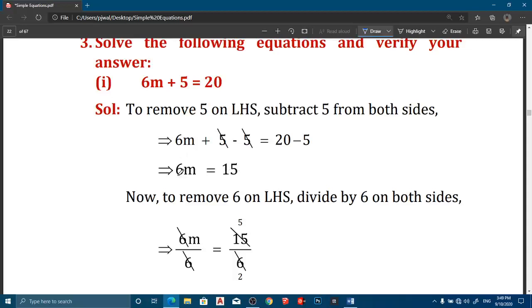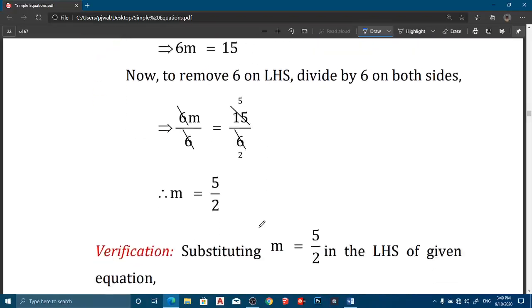Now to remove this multiplication by 6, divide both sides by 6. So 6 gets cancelled here. Here 6 and 15, I am dividing with the common factor, which is 3. So 3 twos are 6, and 3 fives are 15. So 5 by 2. Therefore m is equal to 5 by 2.